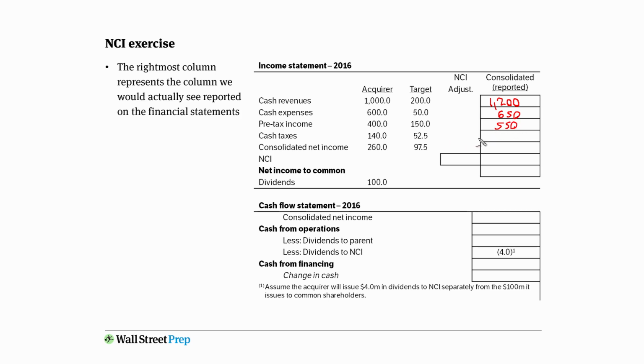And cash taxes together are 192.5. Now, on a consolidated basis, we just simply lump the net incomes together, and at this point, it's pretty straightforward. It's going to be 357.5.